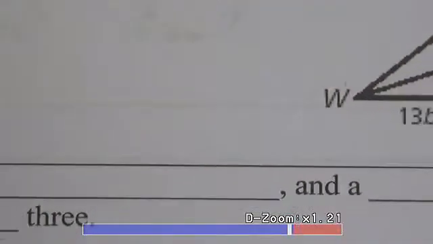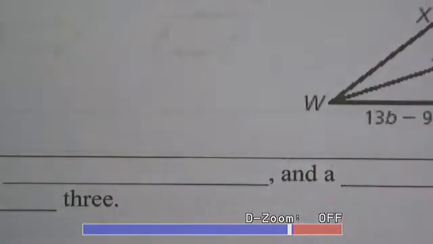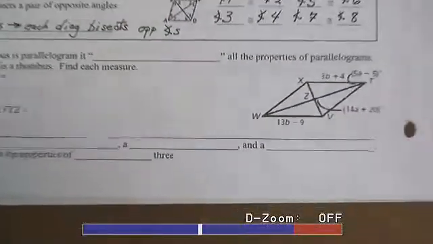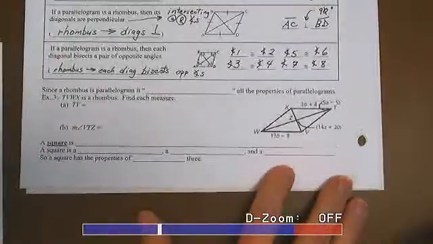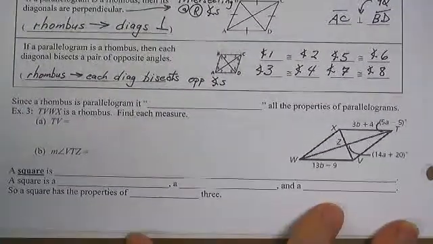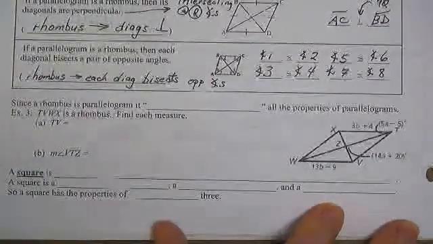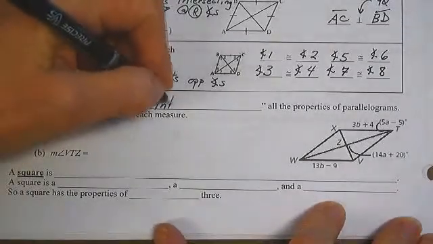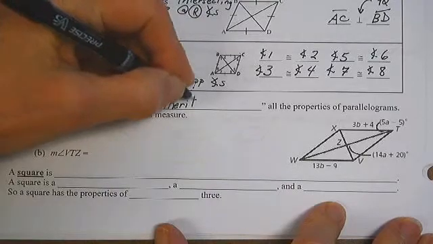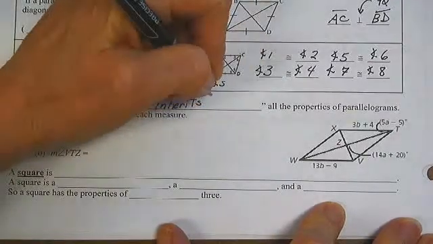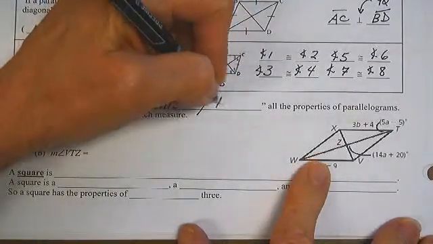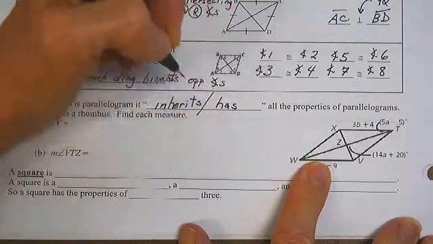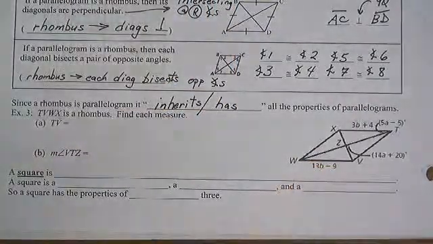Special quadrilaterals, day 4, part 2. I'm going to zoom out here. Let us see the next work. Well, since a rhombus is a parallelogram, it inherits all the properties of parallelograms. Okay.